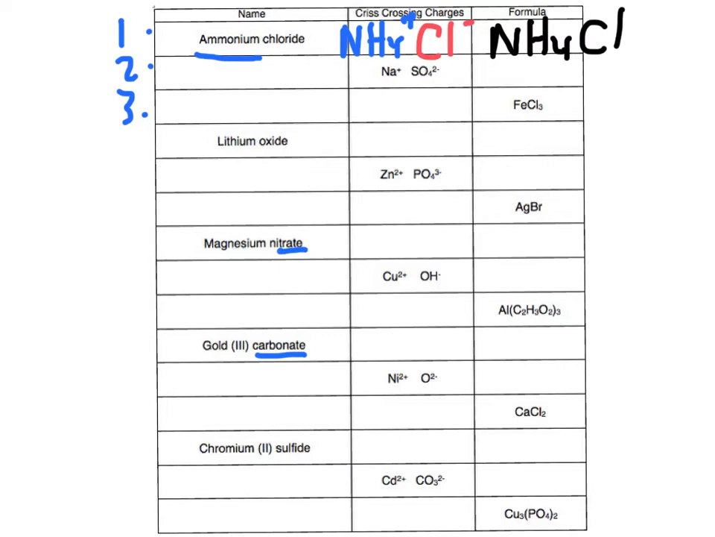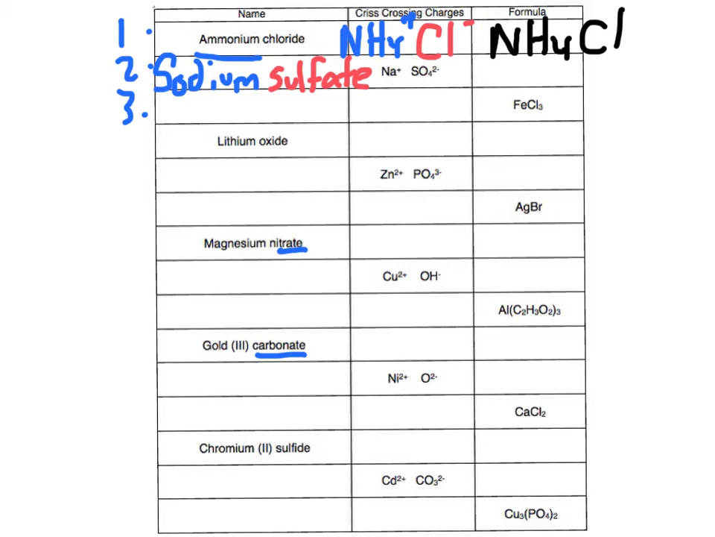Next up, I have Na plus and SO4 2 minus, and that is what I'm going to need to crisscross. Okay, so let's name this first. I have Na plus, and I know that for a fact is sodium. And then SO4 2 minus, that's one of those polyatomic ions that you need to memorize. So sulfate is what that would be. So I have sodium sulfate.